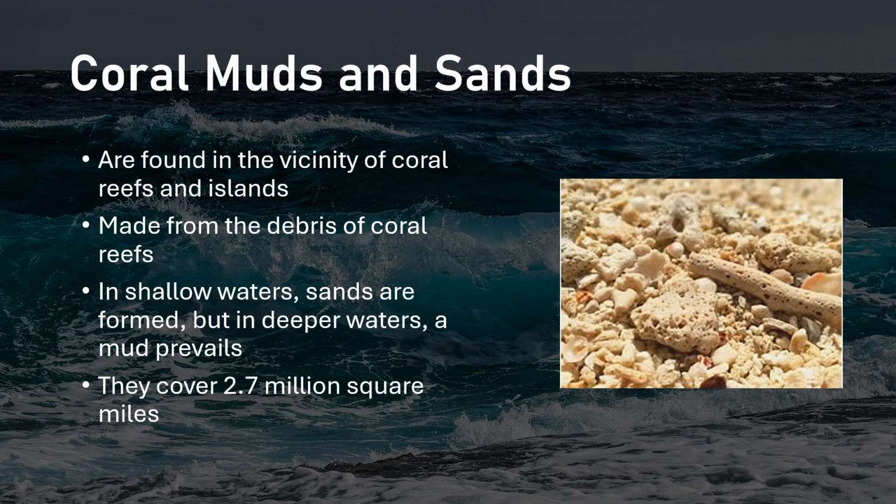Coral muds and sands cover an area of 2.7 million square miles of the ocean bed, by far the greatest area being in the Pacific with 1.5 million square miles, then the Atlantic with 800,000, and lastly the Indian Ocean with 400,000.